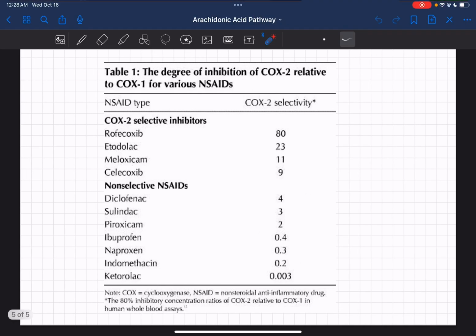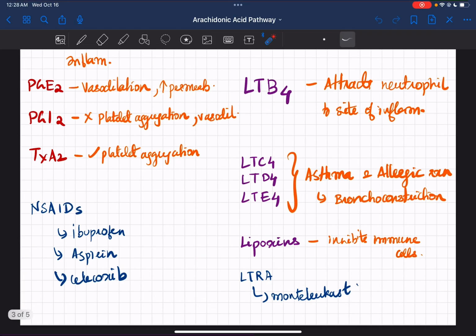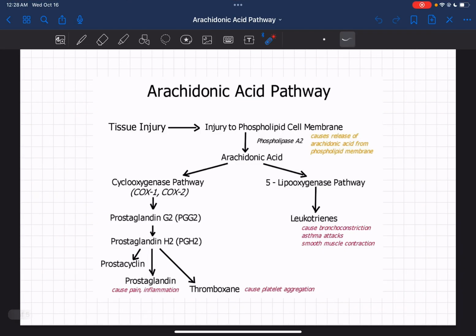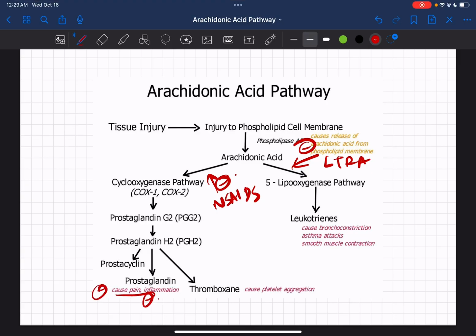And that's the importance of this pathway. Now, what do NSAIDs do? NSAIDs go and inhibit this. Leukotriene receptor antagonists inhibit this. So if this is inhibited, there is no pain, no inflammation. Okay, that's why NSAIDs are called painkillers. Because they stop inflammation, as a result they stop all the consequences that happen because of tissue injury.